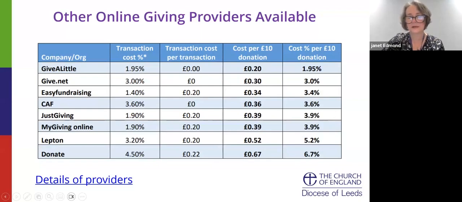They don't charge anything else per transaction. So as an example, if somebody donated £10 to you, the transaction rate on that at 1.95% would be 20 pence. Okay, if you contrast that with Just Giving, they have a lower transaction rate at 1.9%, but they also charge an extra 20 pence for every donation that comes through. So you can see that the overall cost for the other giving providers is higher than the Give a Little cost. So that's why we're recommending that you set up your online giving page through parish buying with Give a Little.